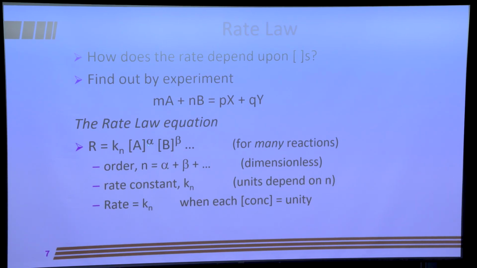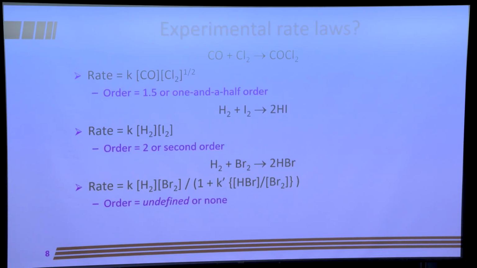So if the reaction is alpha with respect to A and beta with respect to B, then the total order is alpha plus beta, right? And then the rate constant is K subscript n, and the rate is equal to the rate constant when all the concentrations are unity.